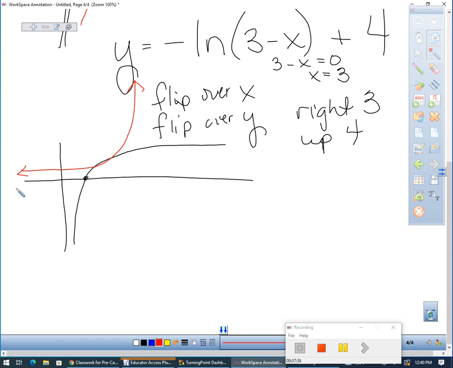All right. Any questions at all? That's all you had to do for that last section: describe the transformation. Throw it in your graphing calculator just to make sure you're right. Okay? All right.